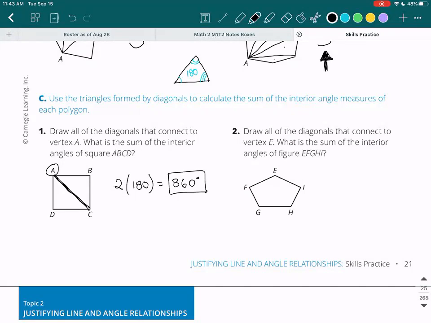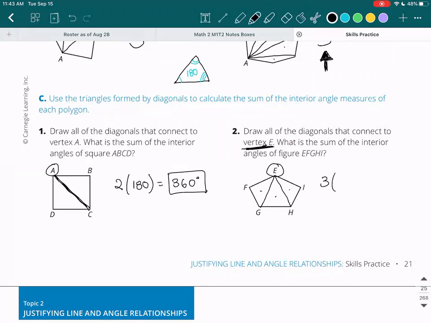Okay, let's do the same thing for number 2. Start with vertex E though, because that's what they want. Okay, draw all your diagonals. How many triangles do we have? 4. Oh, 1, 2, 3. Do you see the 3 triangles? Okay, it's okay. I know. Sometimes we just look at it a little wrong.